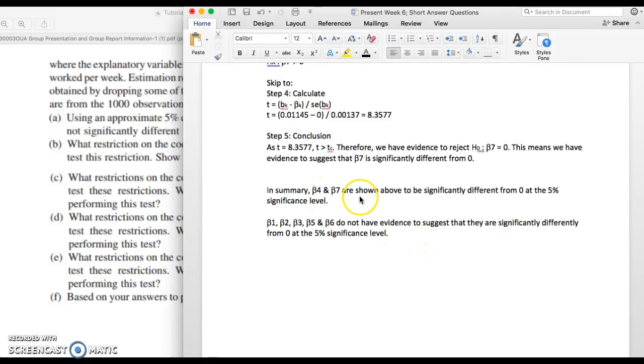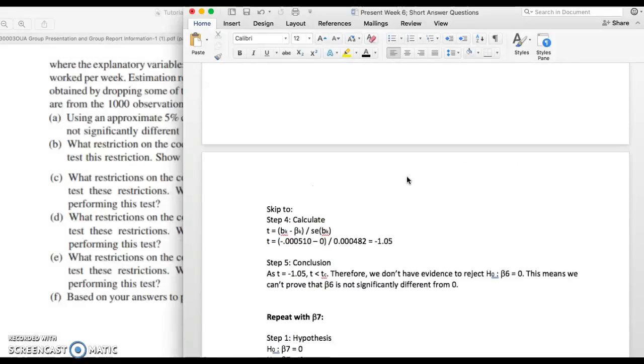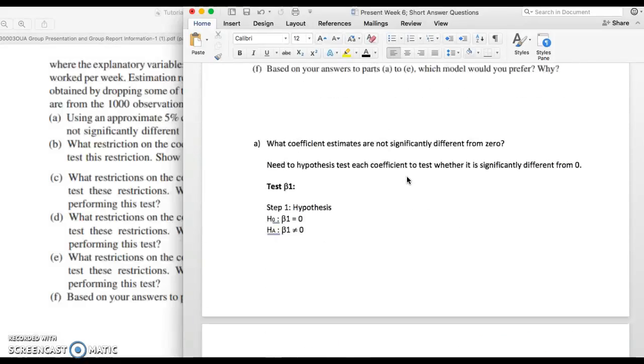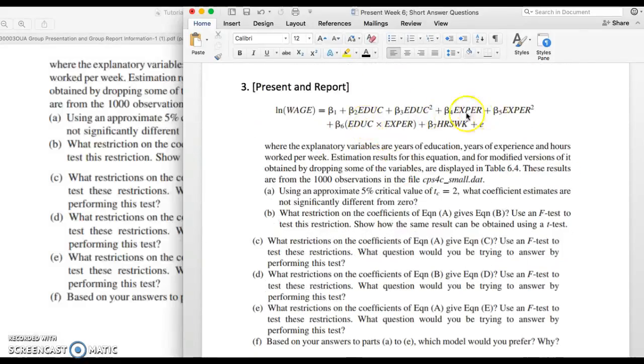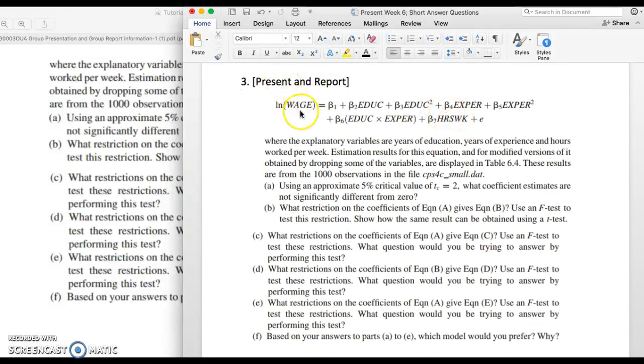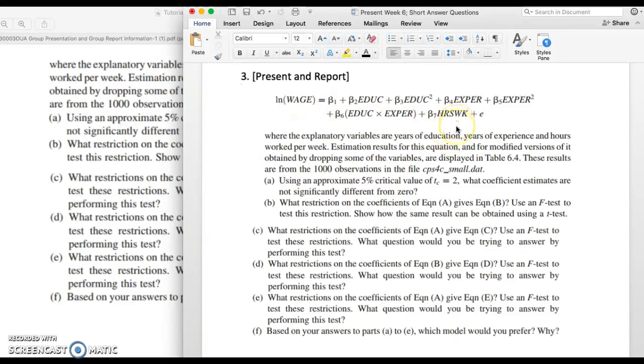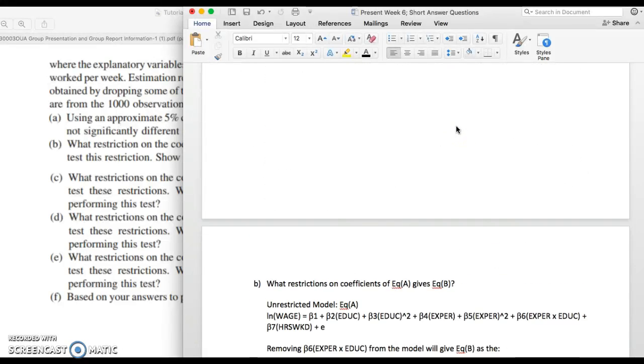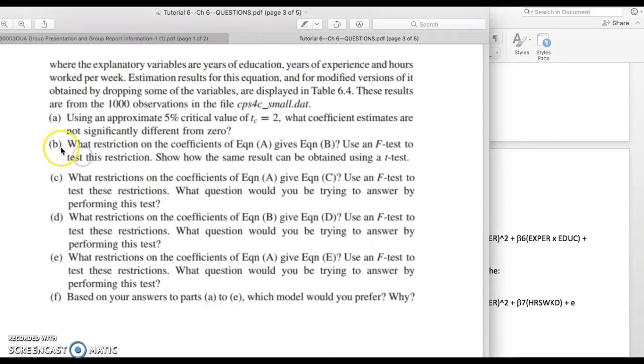So we've found that beta 4 and beta 7, being experience and hours worked, are both strongly correlated to an increase in wage per increase of each of those variables. So that is the answer to question A.